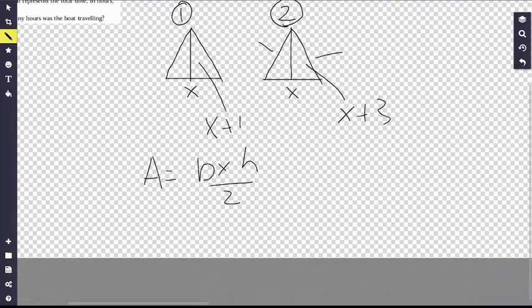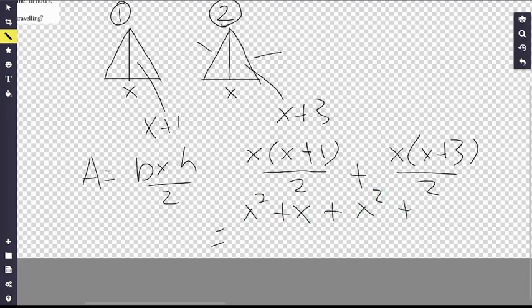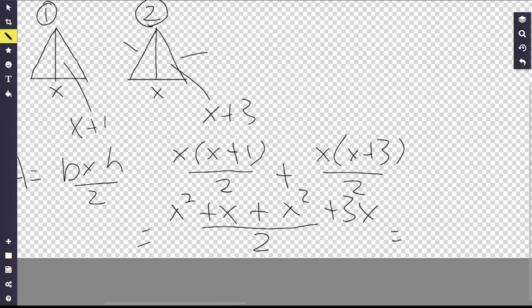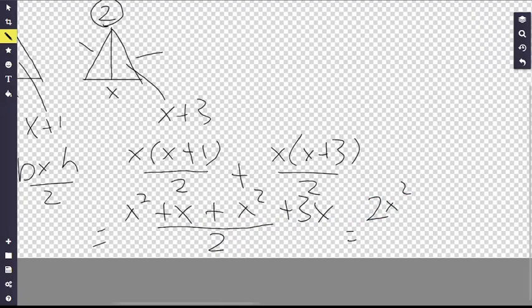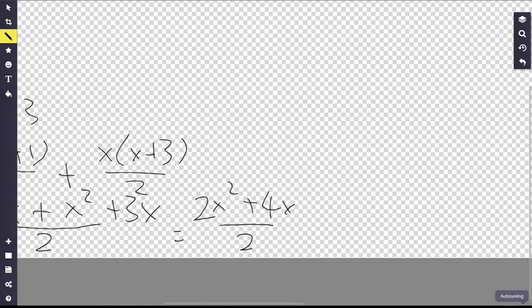So the base is x times x plus 1 over 2. And then the second one, it's x times x plus 3 over 2. So now when we simplify this, this is going to be x squared plus x squared plus 3x all over 2. This is going to give you 2x squared plus 4x over 2. And now we can take out a common factor of 2.